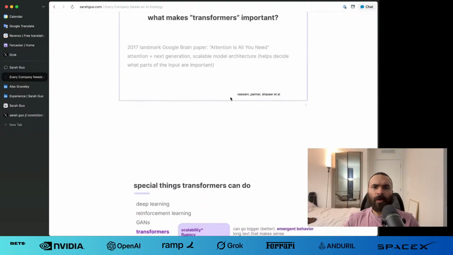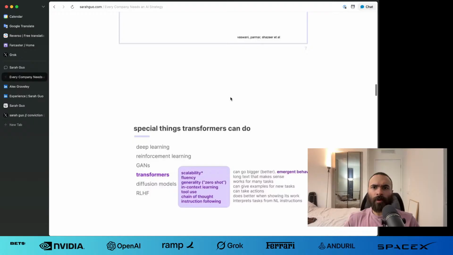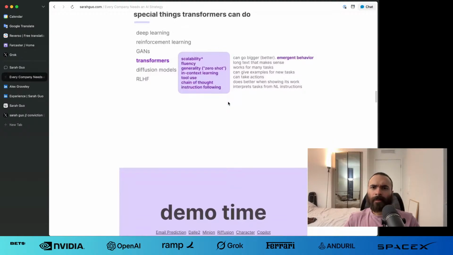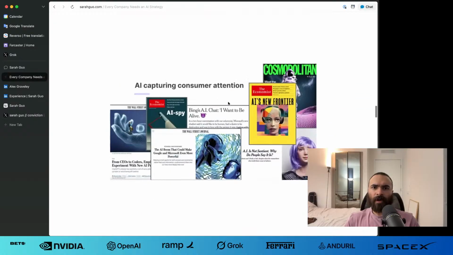The landmark Google Brain paper, Attention Is All You Need. Attention is the next generation scalable model architecture. It helps decide what parts of the input are important. Special things transformers can do: deep learning, reinforcement, GANs, transformers, diffusion models, RLHF. Can go bigger, better emergent behavior, long text that makes sense, works for many tasks, can give examples for a new task, can take action, does better when showing its work, interprets tasks from natural language instructions. Demo time.